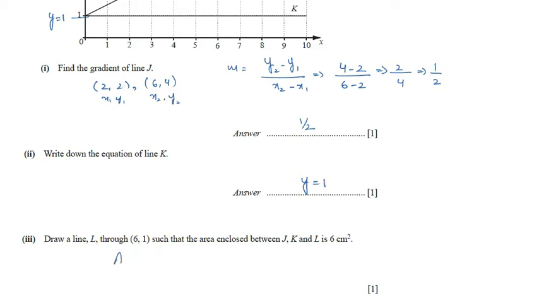As we know, area of triangle is equal to half base into height. Here they are saying the area is 6 centimeters square. We are not having the base and height of this triangle. Now let's see how we will draw this line on the graph paper. Its area will be 6 centimeters square. This line L is passing through 6, 1.